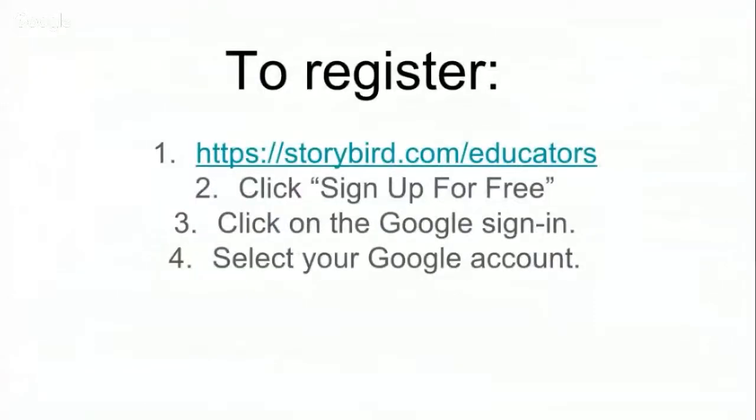So to register, you will go to storybird.com/educators. Then you'll click sign up for free. You'll click on the Google sign in and then select your Google account. So I will show you how to do that.